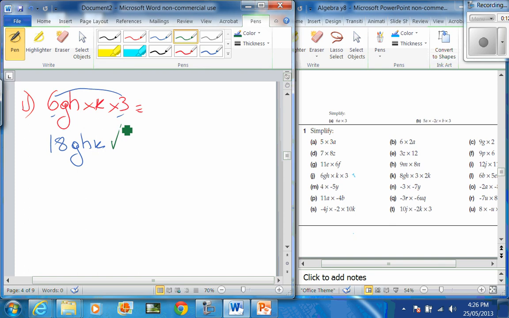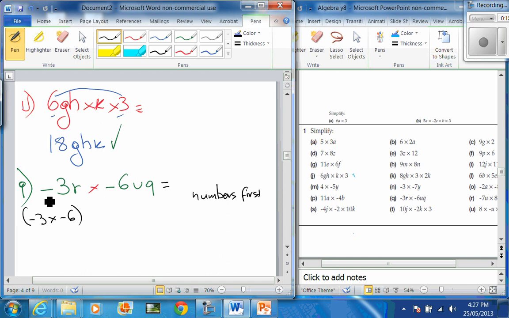Let's try something with the minuses that looks hard, but it's not. Let's go Q. Q reads minus 3R times minus 6UQ equals. Numbers first. Right here, numbers first. So what do I say? Brackets, minus 3 times minus 6. These and these are gone, these and these are gone.